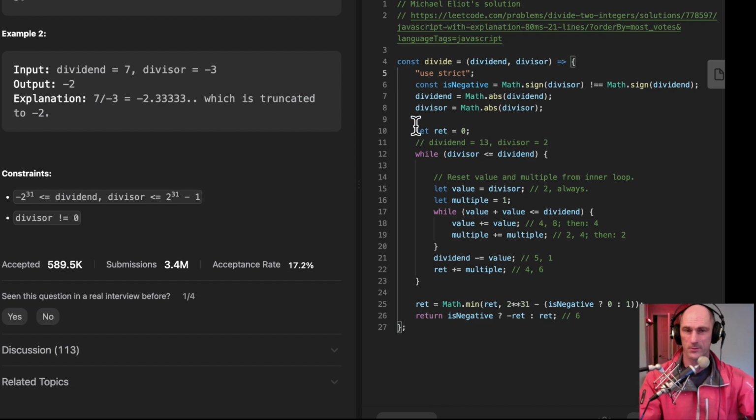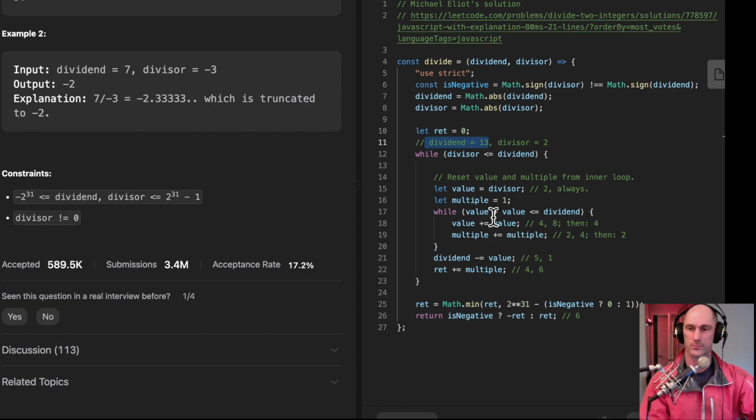In our example, I'm going to just use 13 for the dividend and 2 for the divisor. So value is the divisor, and that's going to be 2 every time we're in the outer loop. And multiple is going to be 1. Now we create an inner loop to add that value onto itself, and then check how many times we added it onto itself as our multiple. And that means how many times it's gone into it.